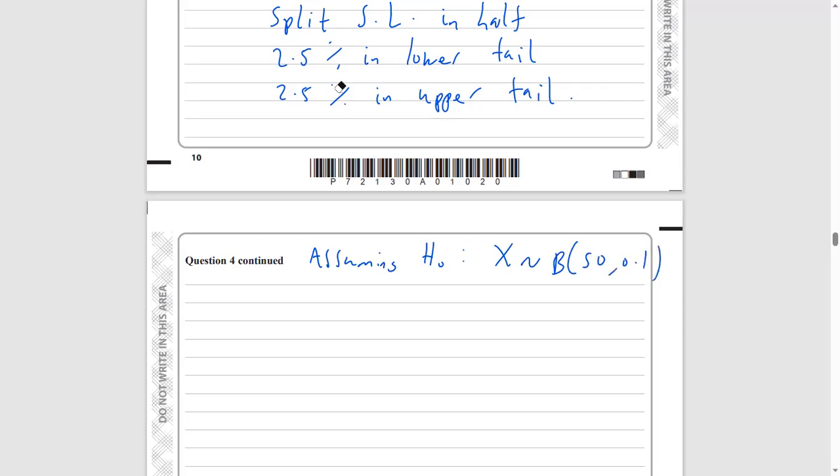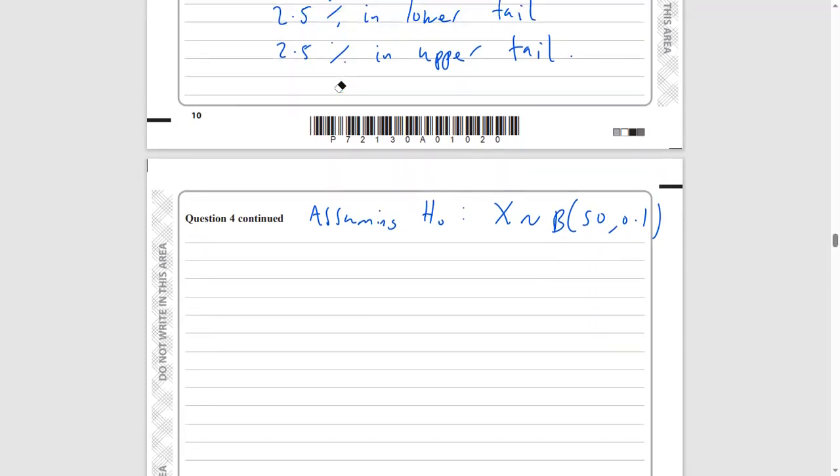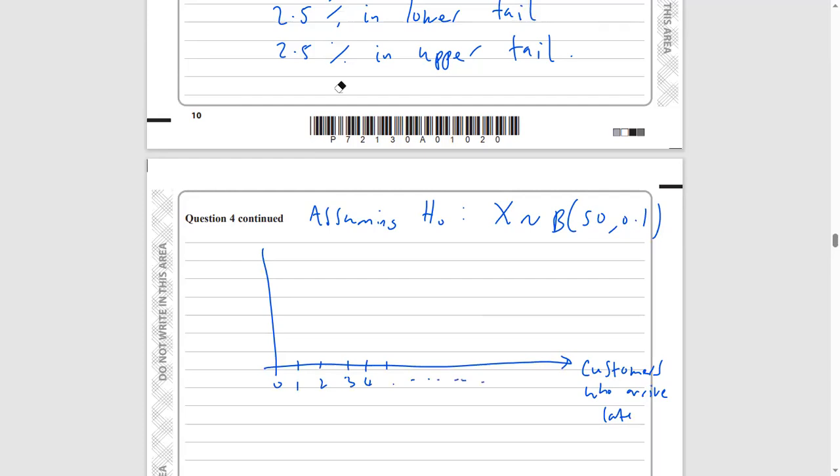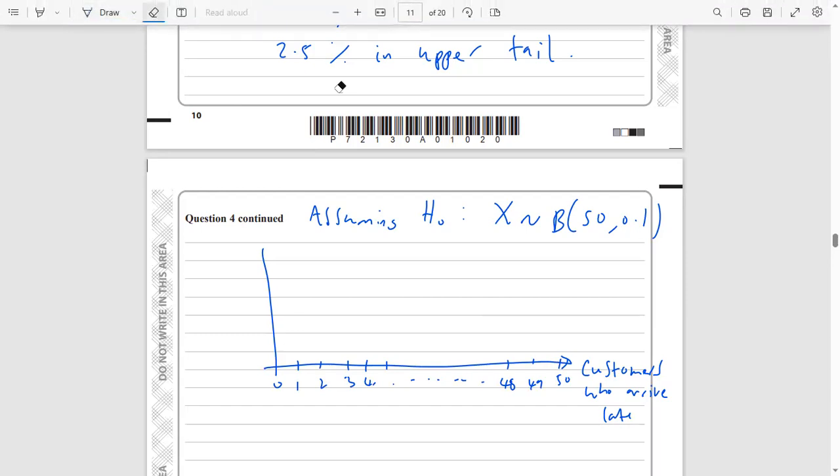Since it's a binomial distribution, we're thinking about discrete data. If we draw a little graph here, the x-axis is going to be the number of customers who arrive late to their dentist appointment. We've got a sample of 50. I'm not going to write out 50 on the x-axis here, but 1, 2, 3, 4, and so on, all the way up to 48, 49, 50. This is discrete data, so you could have 0 customers being late, 1, 2, 3, 4, all the way up to 50 in our sample.